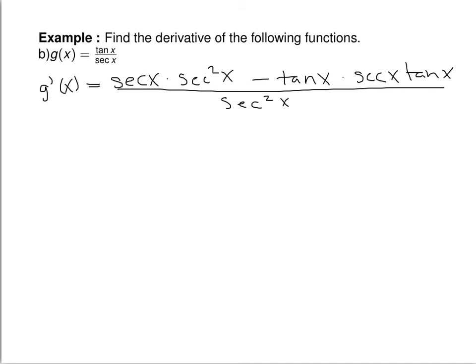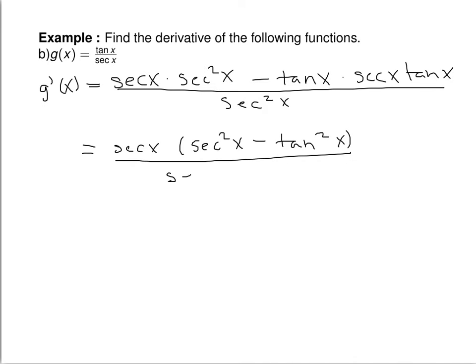Next, you should simplify this slightly if you can. So first, look for a greatest common factor. Now the numerators, both terms have secant x. Let's factor that out. We have secant of x times secant squared x minus tangent squared x over secant squared x. So we can cancel out a secant x. So we have secant squared x minus tangent squared x all over plain old secant x.